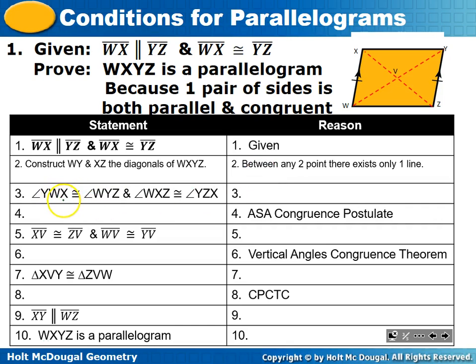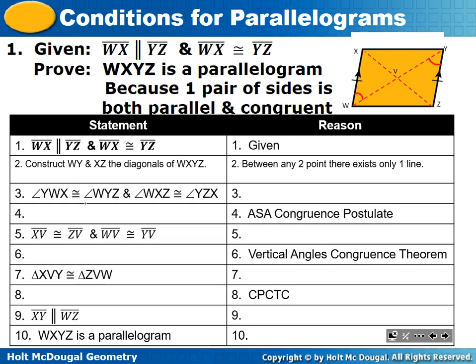Then we have on here YWX is congruent to WYZ. So let's go ahead and mark those in our drawing. YWX is this angle right here. YWX, remember YW is one side of the angle and WX is the other side of the angle. And then we've got WYZ. So WYZ is this angle here. Remember, WY is one side of the angle and YZ is the other side.